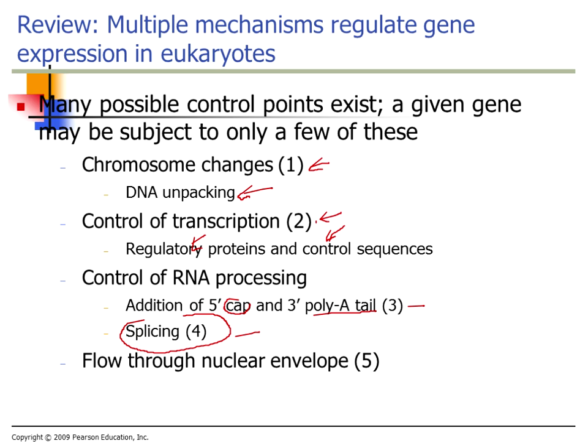Then of course we didn't talk about this, but remember the nucleus has pores in it, the nuclear pores, and so here is the nucleus, and messenger RNA has to come out through the pores to the cytoplasm to get to the ribosome. So that also can control the amount of messenger RNA or the rate at which the messenger RNA comes out through the pores, right? So flow through the nuclear envelope is another level of control.